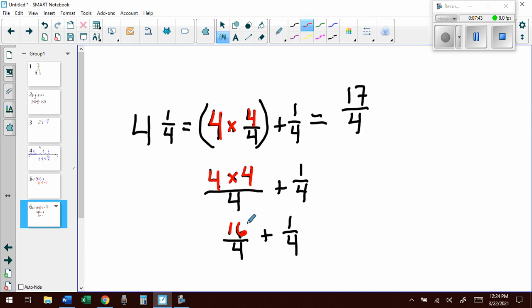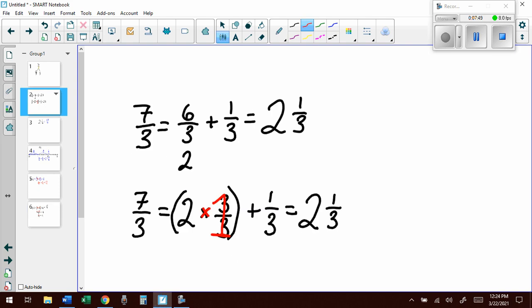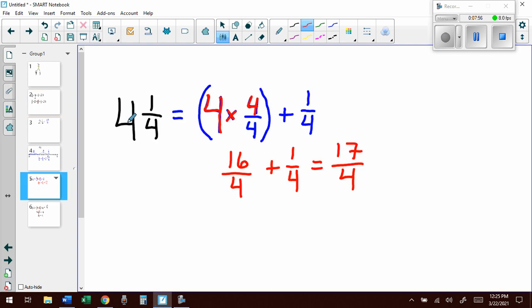So our lesson today is not that much different than our other lesson. It's just backwards. Before we were changing improper fractions to mixed numbers. Today we are changing mixed numbers back into improper fractions.